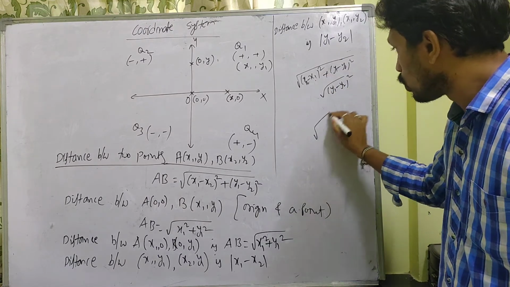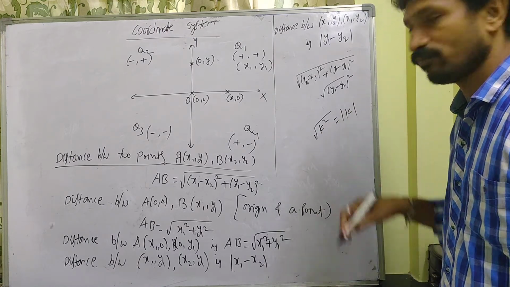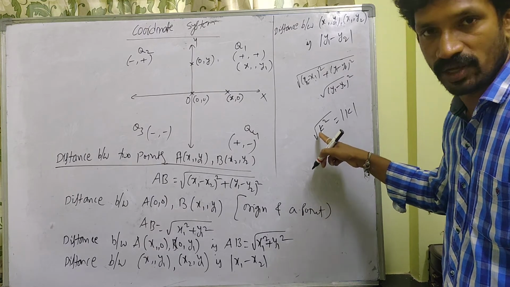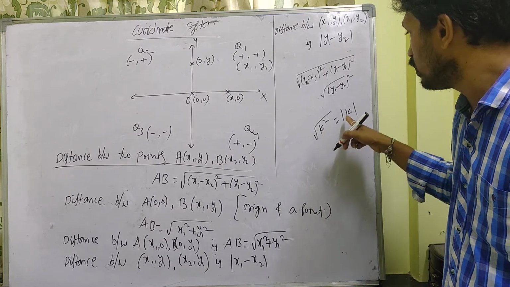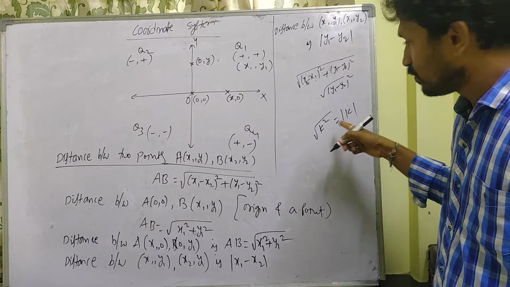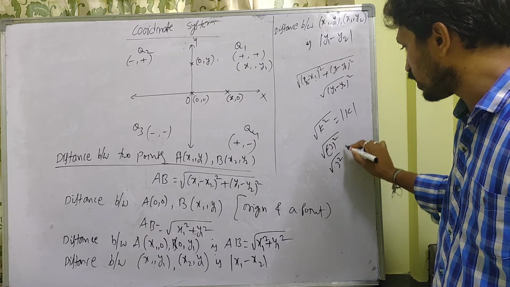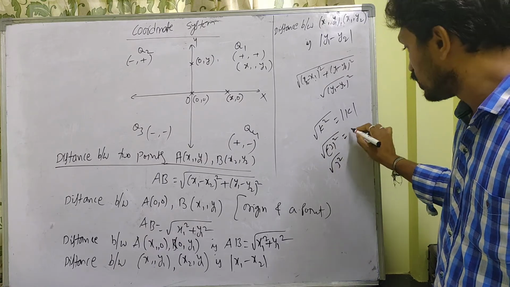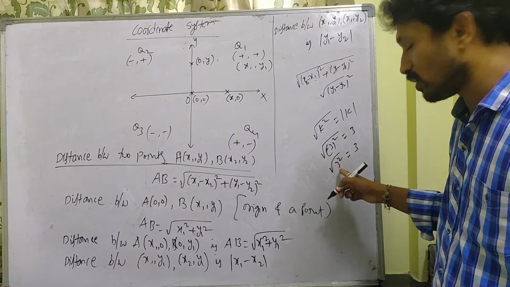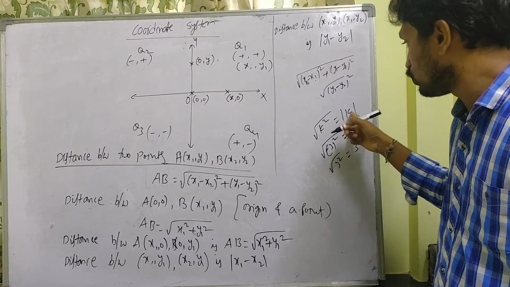Whenever you have root of some k square, don't write k, that is mod k. This k may be plus or minus k. Whatever may be, either positive number or negative number, you get mod k. For suppose root over minus 3 whole square or root over 3 square. So what is this value? 3. Here also what is this value? 3, because minus 3 whole square is 9, here 3 square is 9, so both values become 3 only. So that's why you should take modulus.